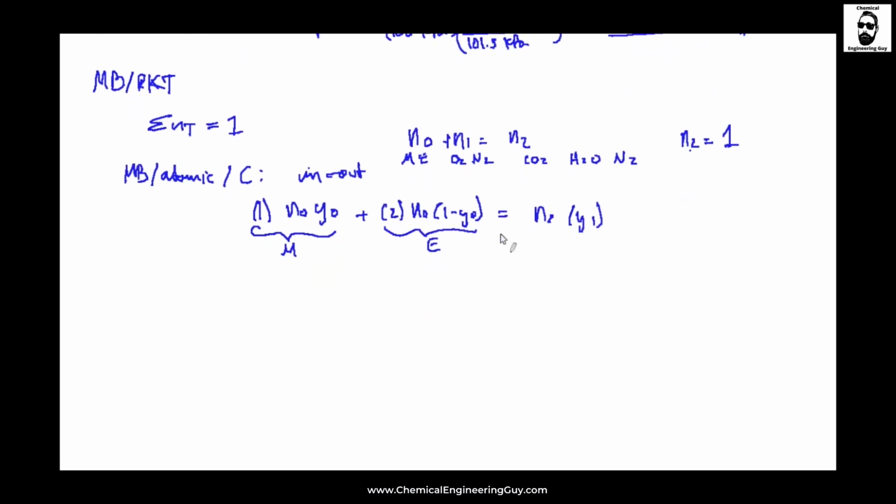So let me write this beautifully. It's N0 Y0 plus 2 times N0 (1 minus Y0) equals Y1. This is my first equation. Now let's do the atomic mass balance on nitrogen.